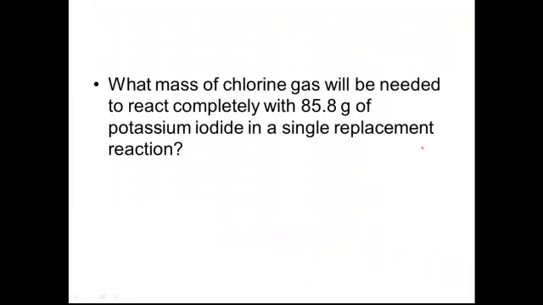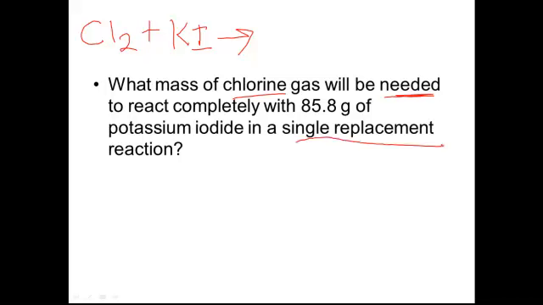Okay, let's see. What mass of chlorine gas will be needed to react completely with 85.8 grams of potassium iodide in a single replacement reaction? So now we're kind of having to think a little bit about what's going to happen in this reaction. You're going to need chlorine gas. Chlorine is a diatomic molecule, so it's Cl2, to react completely with 85.8 grams of potassium iodide. That is KI. And that's all they really tell us.